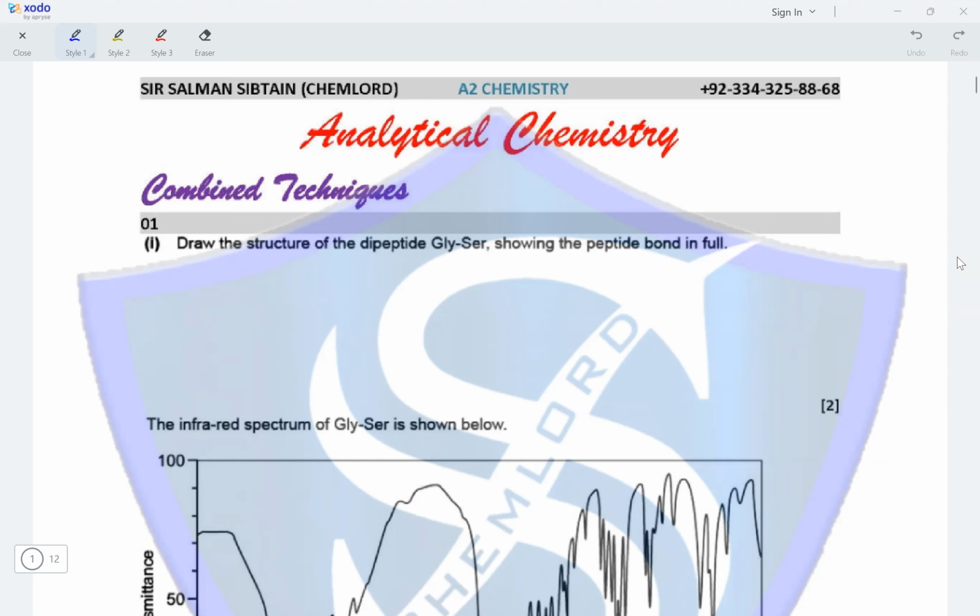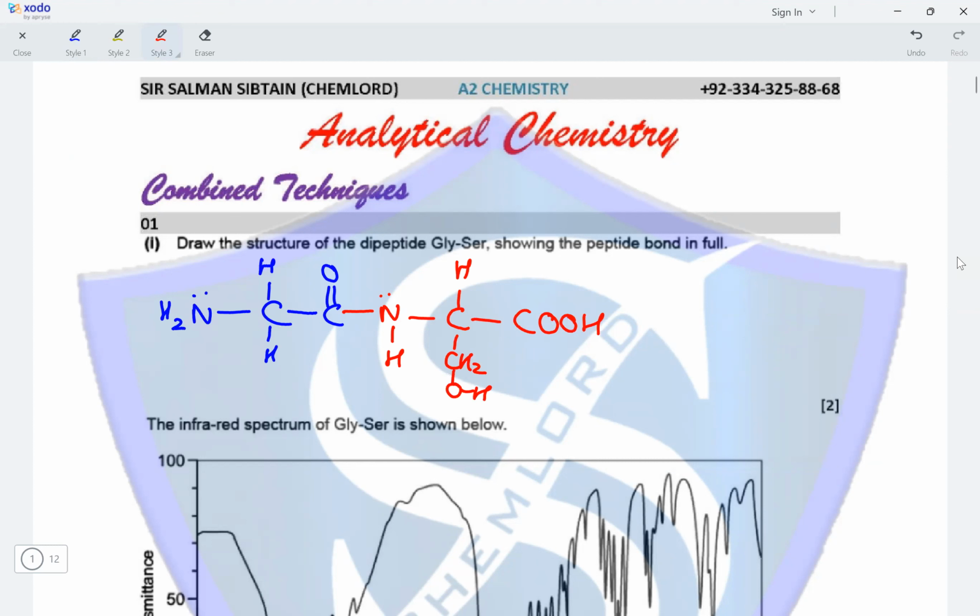So GLY-SER stands for glycine serine. So we need to make a dipeptide. We start with the NH2 group of glycine followed by carbon with two hydrogen atoms attached to it, followed by a C double bond O group, which is bonded to the NH group of serine next to carbon with one hydrogen and one CH2OH group as the R group, and it ends with the COOH group.